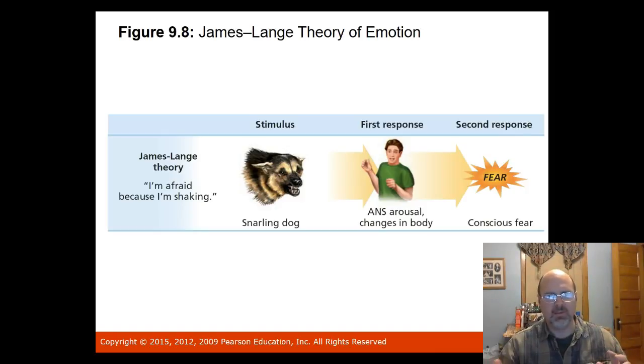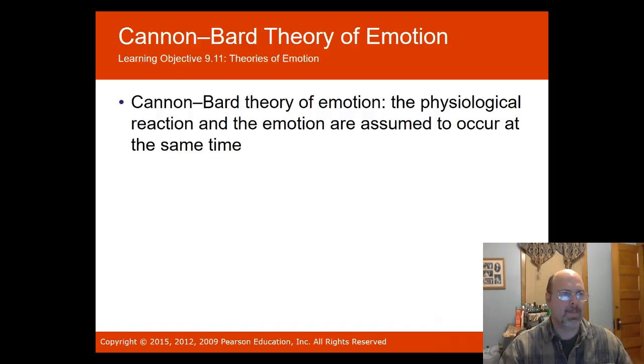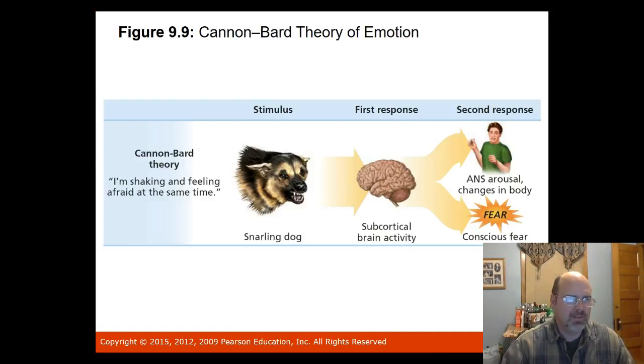And then the second response is emotion. Now the Cannon-Bard theory of emotion says no. They both happen at the same time. So here we go, snarling dog, my brain is active and it's doing both a fear reaction from my cognitive processing and then also a physical reaction, both at the same time. So I'm shaking and feeling afraid at the same time.